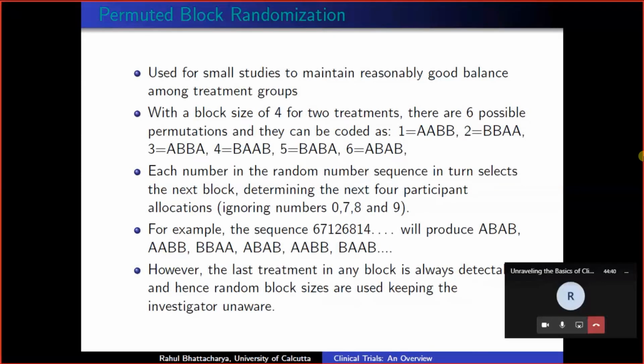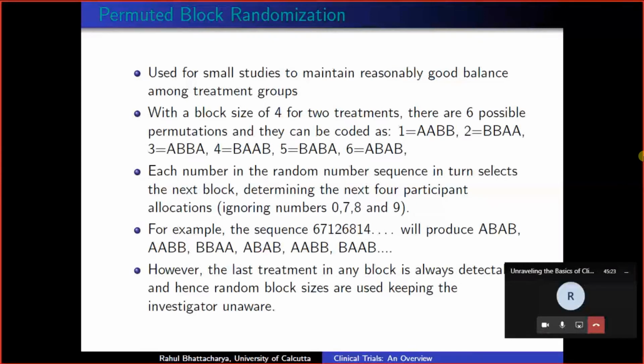So if we have the objects as A and B, we have the possible permutations as A, A, B, B up to A, B, A, B. So these are numbered as 1, 2 up to 6. Each number, so what you do now, generate a random number using the computer. So you have the numbers 1 to 6, but the computer generates numbers from 0 to 9. So what you do, you just discard the numbers 0 and 7 up to 9.